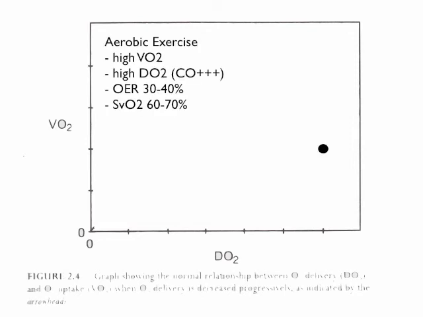Compare that with the person who's doing some heavy aerobic exercise. They're going to have a very high oxygen consumption, and the body's going to meet that by giving them a high oxygen delivery, which they achieve by having a very high cardiac output. Assuming they're still aerobic rather than anaerobic, their oxygen extraction ratio hopefully is still going to be in the range of 30 to 40%, and the mixed venous saturation correspondingly will be 60 to 70%.